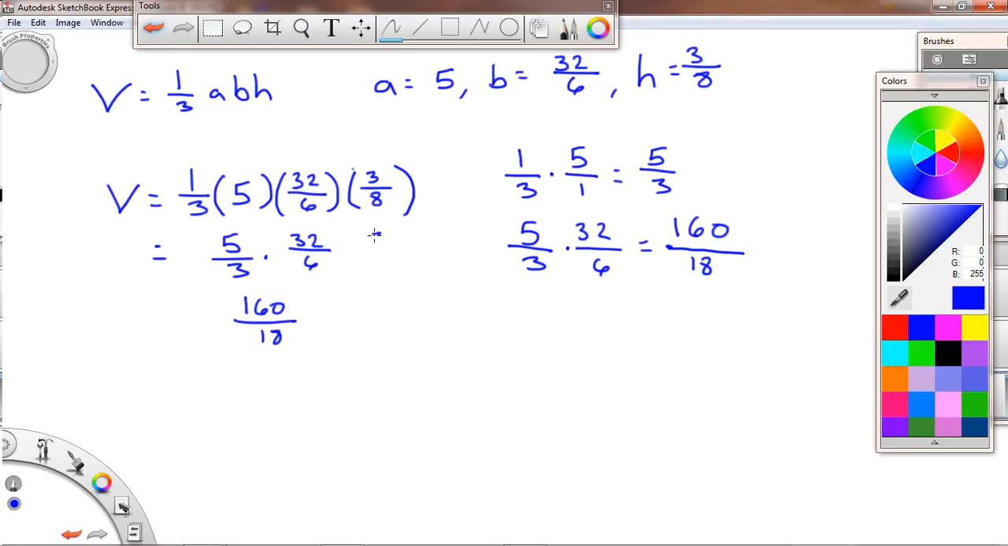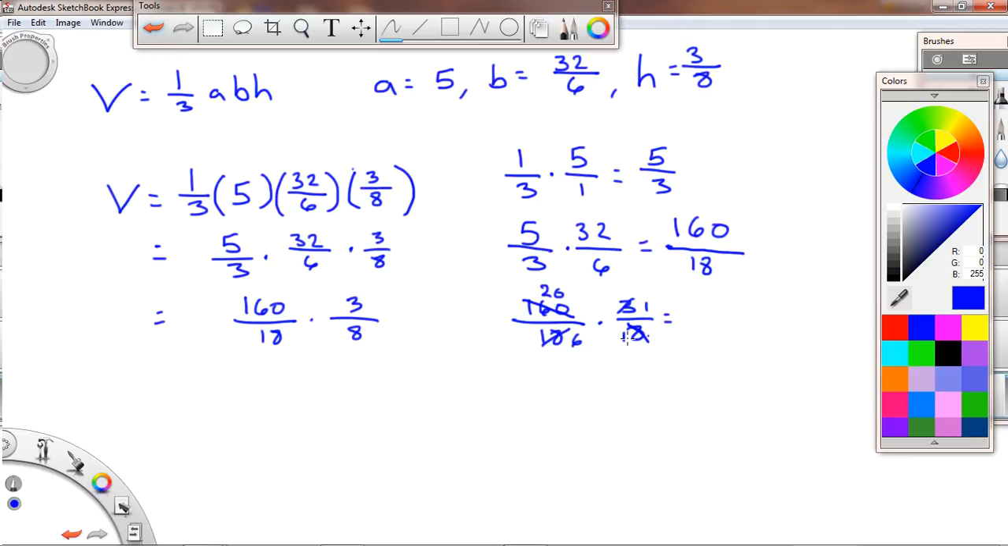And the last thing we need to do is bring down this 3/8 and multiply by 3/8. Well, I'm kind of happy, hallelujah, because a lot of things are going to cross cancel and make my life much easier. So here you go, 160 over 18 times 3/8. Well, 160 and 8 are both divisible by 8, so I'm going to divide by 8. That's 1 here. 160 divided by 8 is 20. And 3 and 18 are both divisible by 3, so I'll cross this out. Divide by 3, I get 1 and 6.